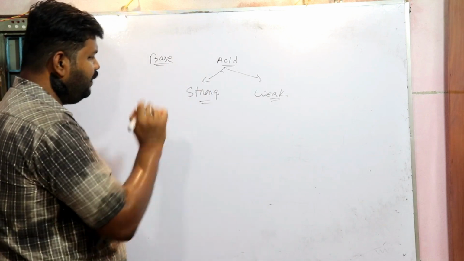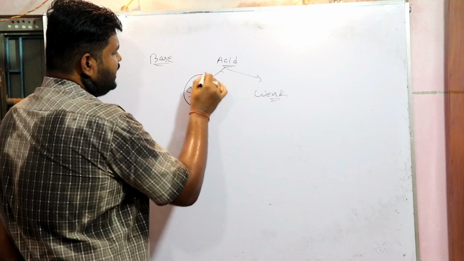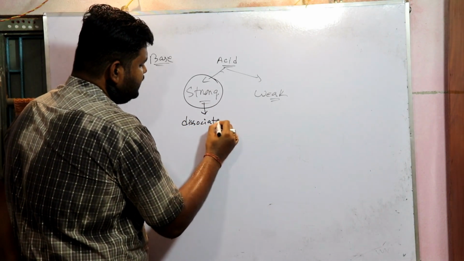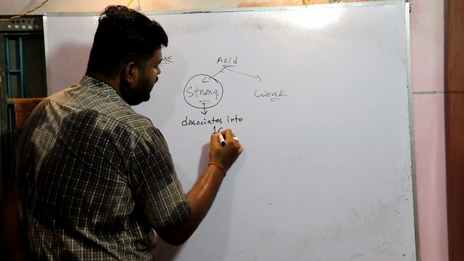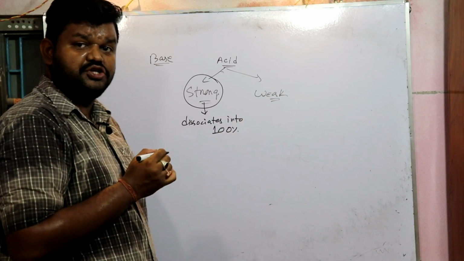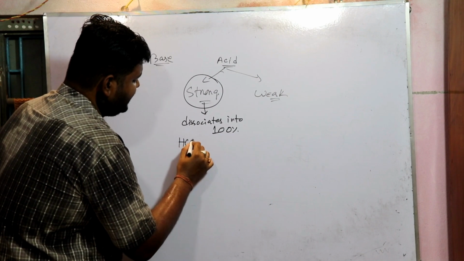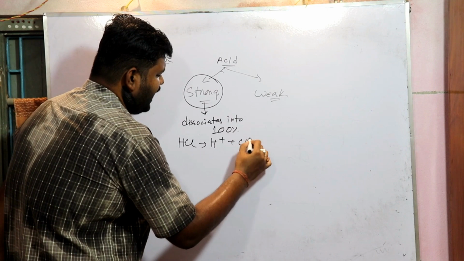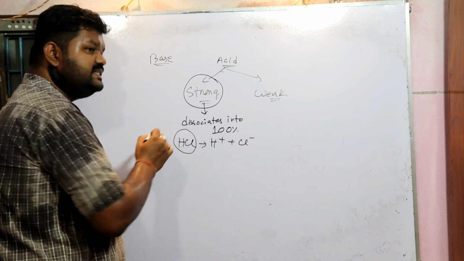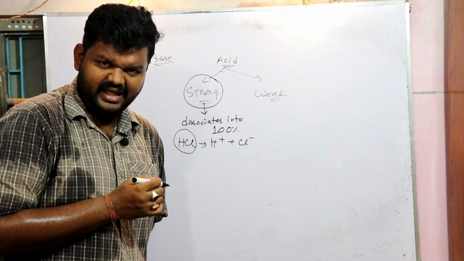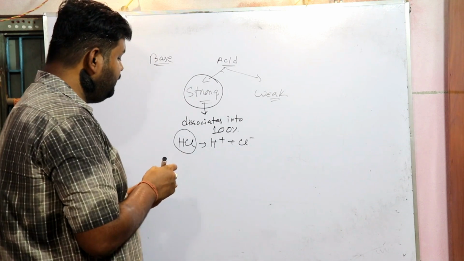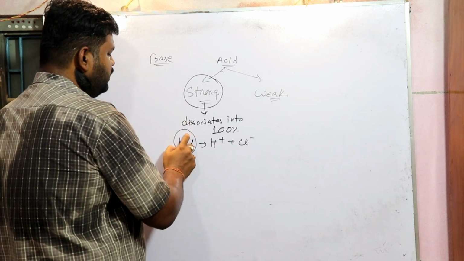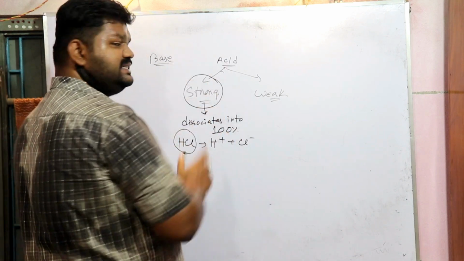That means in aqueous solution, the acids which dissociate 100%, that means 100% dissociation will be done there. If you are considering HCl, in the aqueous solution of HCl you will get 100% H plus and 100% Cl minus. No HCl will be unreacted in that solution. Every part of the HCl will be dissociated as H plus and Cl minus.